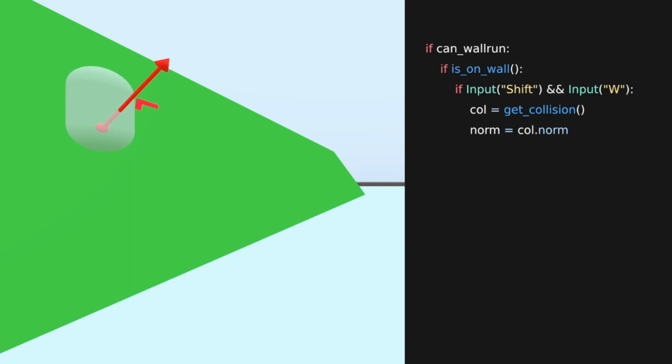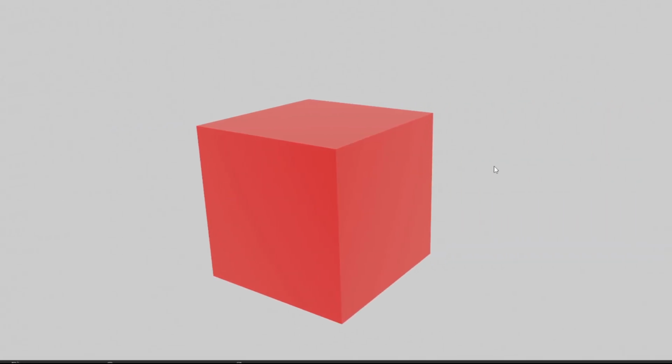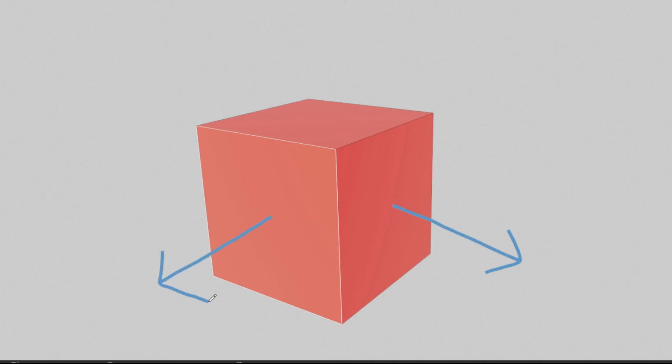To understand what exactly a normal is, we need to first understand how 3D objects work in computer graphics. So here we have a basic cube. A cube consists of a total of 6 faces. In computer graphics, 2 triangles form a face. Each face has a vector that is perpendicular to it. We call this vector a normal. Remember, a normal points only on one side of the face.